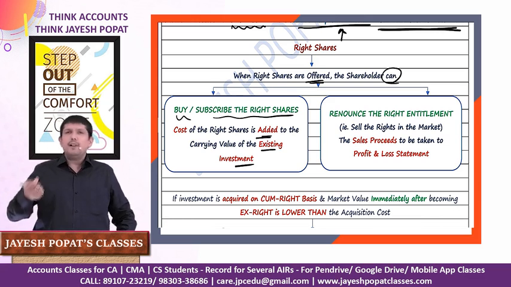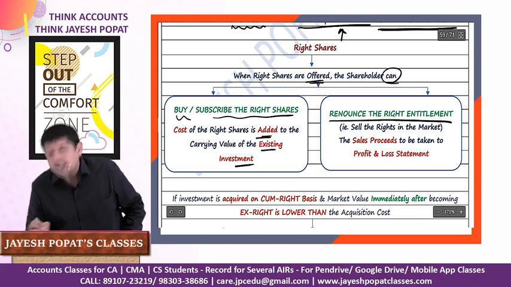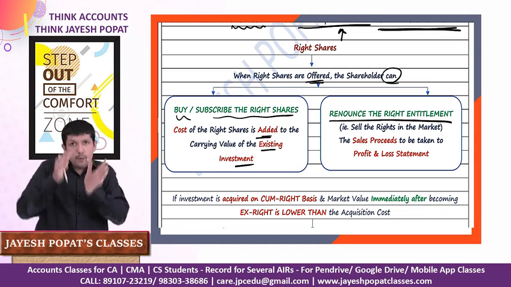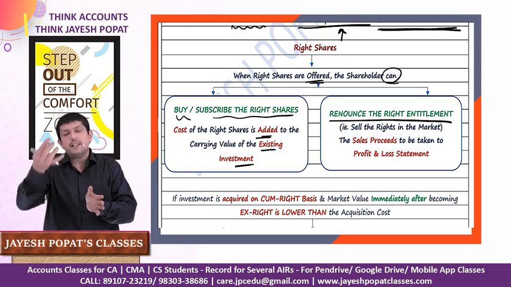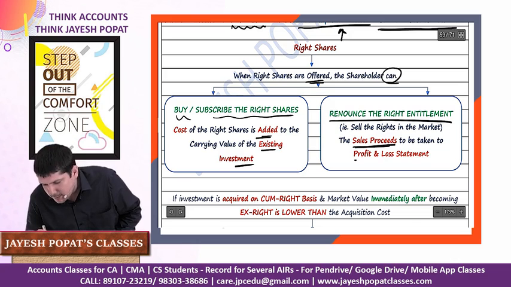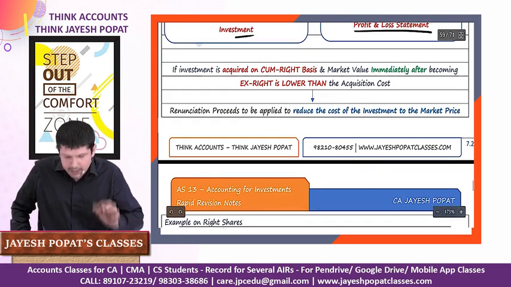The other option, if I don't want to buy the right shares, is to renounce the right entitlement. Right? I will sell this right entitlement to somebody else who may be willing to buy the right shares of the company, and the sales proceeds of this right entitlement are normally taken to the statement of profit and loss. But there is an exception.